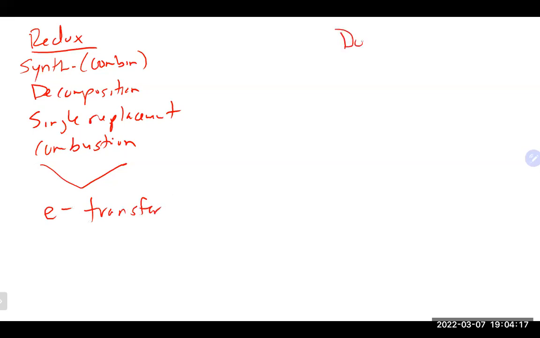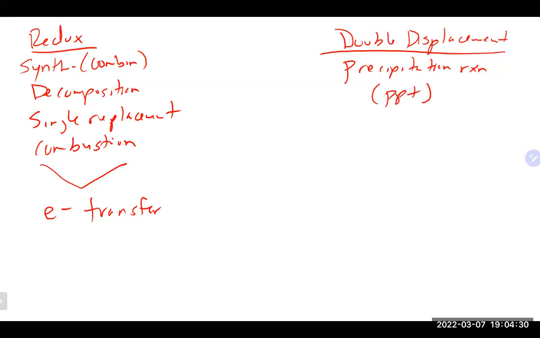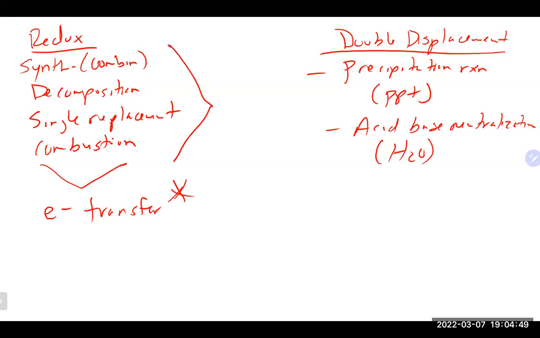The other big umbrella is double displacement. And underneath the double displacement, you have your precipitation reaction, which is where we form a precipitate, which is the second reason why a reaction takes place. And you have acid-base reactions, which is basically where water is formed. And really, those are the three reasons why a reaction takes place: electrons being transferred in one of these types of reactions, a solid being made in a precipitation reaction, and water being made in an acid-base reaction. Those are really the three main reasons why reactions take place.